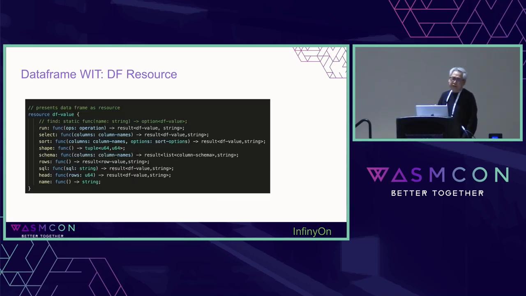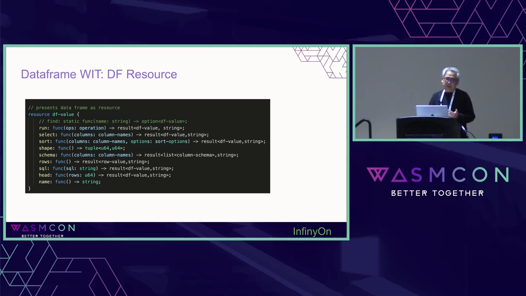The second part is the data frame itself, right? You represent it as a resource. You pass to run an arbitrary AST tree, which creates another data frame, so when you run it, it returns another handle to you. And you can do select, you can sort, and you can get a shape. Shape means the size of the columns and the rows and so forth.